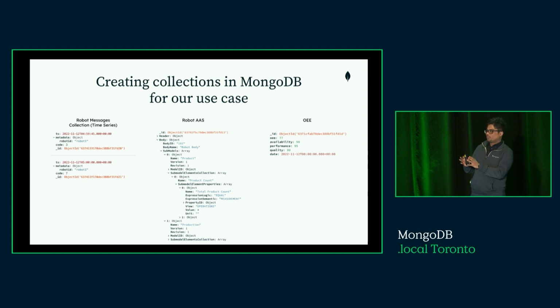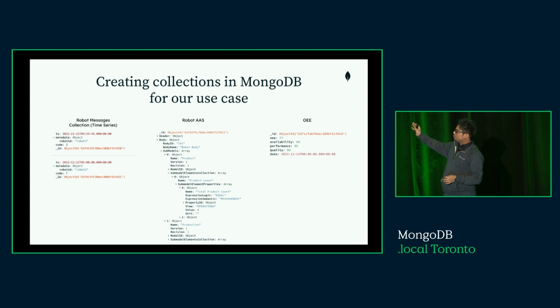It also serves as a template, so you can apply it to other equipment, even if it's not a robot, right? And then we have a separate normal collection of overall equipment effectiveness, where we have availability, performance, quality values in percentages out of 100.